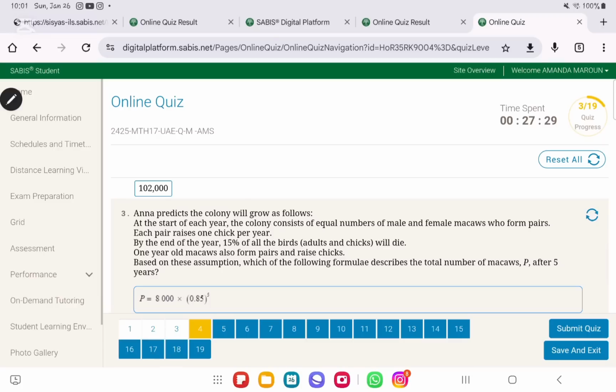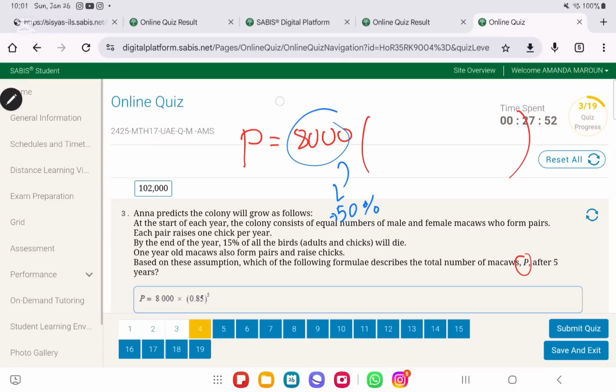In the next question, they ask us to solve it in this format. So again, I'm going to repeat what I explained. We need the number of macaws, P, after 5 years. We know that the initial number of macaws is 8,000 macaws. And we know that during the breeding season, their population will increase by 50%, so plus 50%. If this was originally 100%, then you add 50%, it becomes 150 over 100, which is basically 150%.